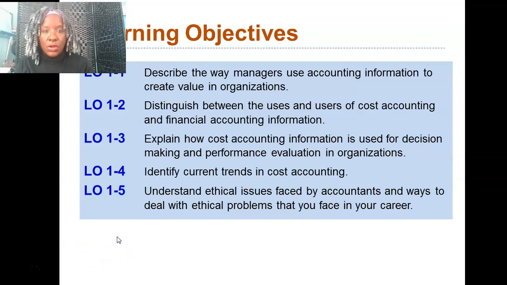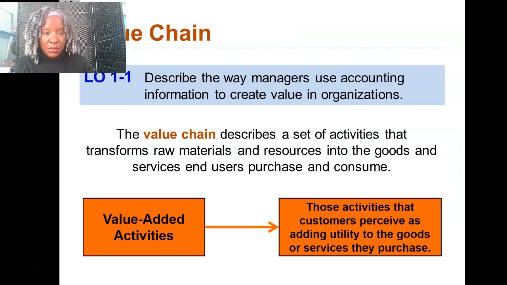In this chapter, once you have read it and also completed the homework and other activities, you should be able to describe the way managers use accounting information to create value, distinguish between the users and the uses of financial and cost accounting information, explain how cost accounting information is used for decision making, and some trends that are very, very specific to cost accounting. Also, some ethical issues that you need to consider as you progress in cost accounting, whether it be professionally or just in academics.